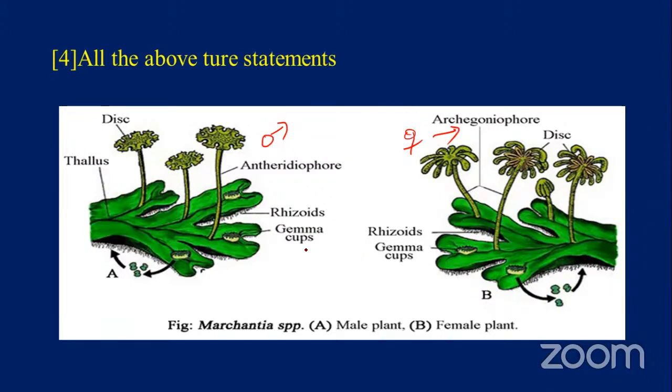See the structures. See that rhizoid. See the gemma cup. Here I drew the gemma cup. Okay, when these detach from the parent during favorable conditions, what happens? They will grow as the same plant. See here also the gemma cup is the same aspect. Suppose it is female, it will produce a female sporophyte. Suppose it is male, it produces a male sporophyte. Okay. This is very, very important. So the option is that all the above are true statements. These are the complete characteristics of Marchantia. That is very, very important.